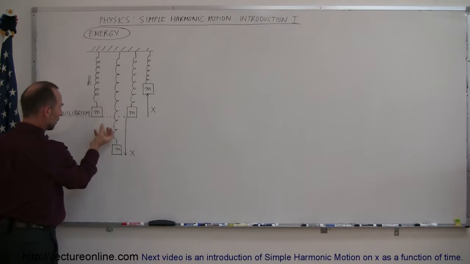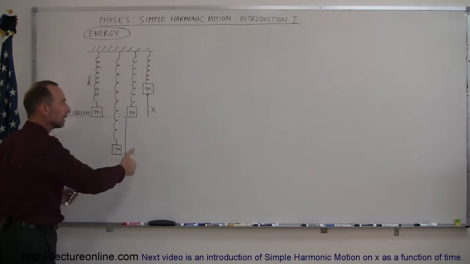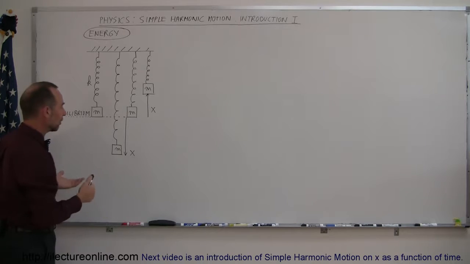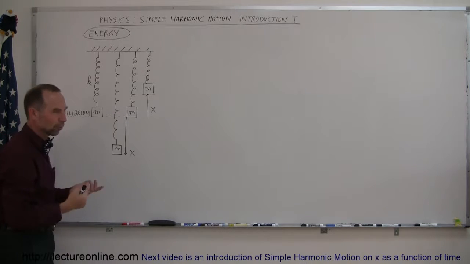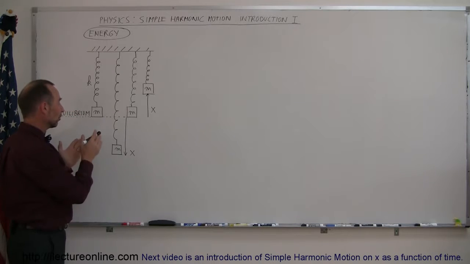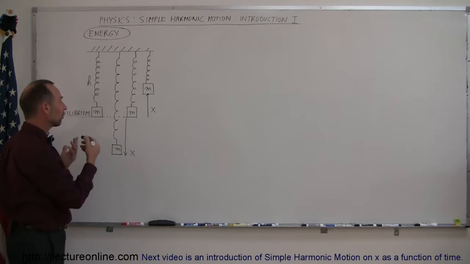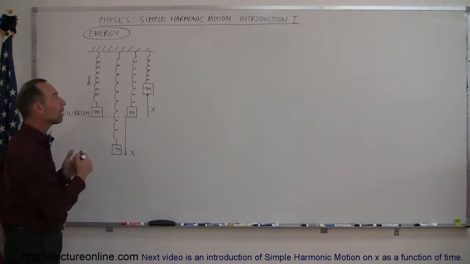Then if we pull the mass down a distance x and let go, the system will start oscillating up and down, and of course if there's no loss of energy, it will do that forever. Of course, in the real world that doesn't happen. So if we're supposed to figure out the position or the velocity at any point in time, we have ways of doing that.